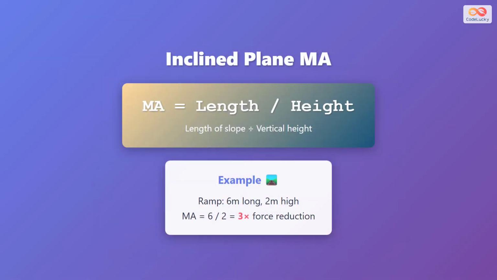The mechanical advantage of an inclined plane is calculated by dividing the length of the slope by its vertical height. The formula is MA equals length divided by height. For example, if you have a ramp that is 6 meters long and rises 2 meters high, the mechanical advantage is 6 divided by 2, which equals 3. This means you only need 1/3 of the force to push an object up the ramp compared to lifting it straight up.